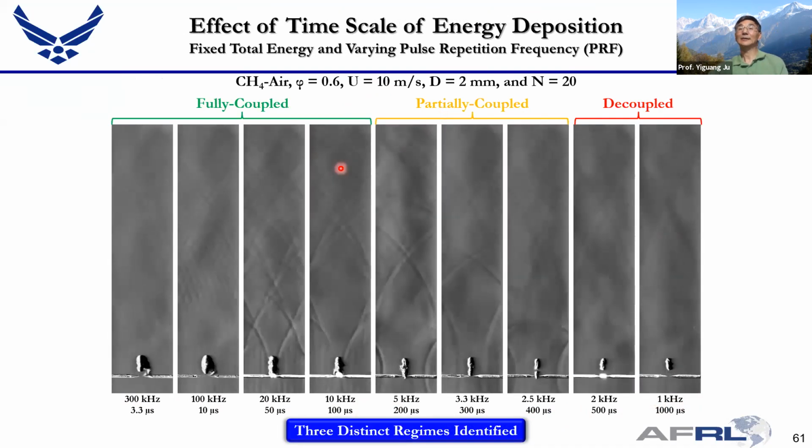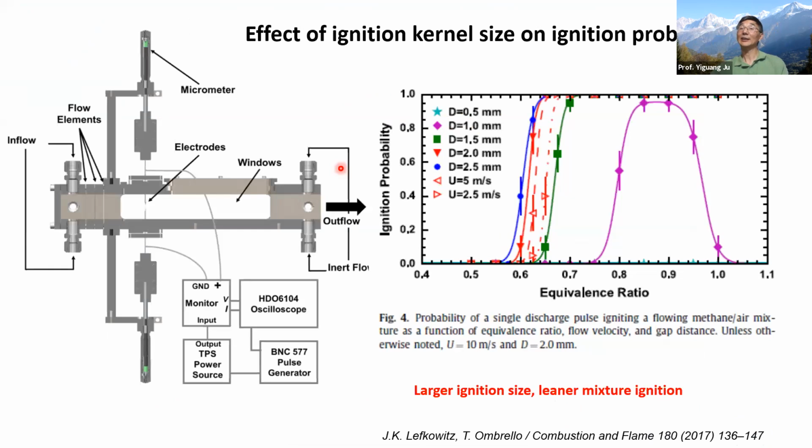And if you're interested, you can plot the ignition probability. With the same energy, if you change the gap and make the electrode gap larger and larger, you can see that the ignition equivalence ratio gets lower and lower. So this experiment clearly shows that even in ignition with a flow, the ignition size plays a big role in affecting whether ignition is successful or not.